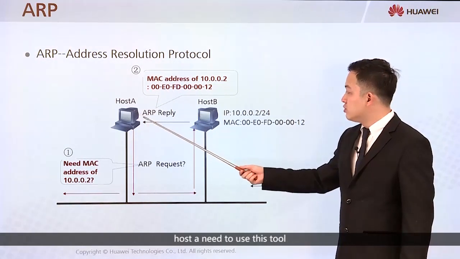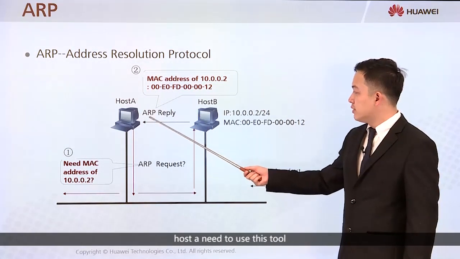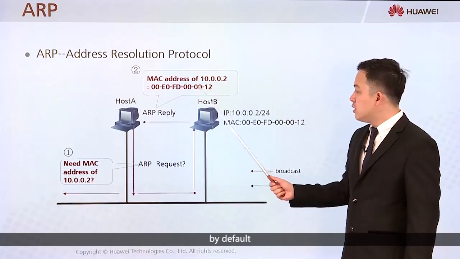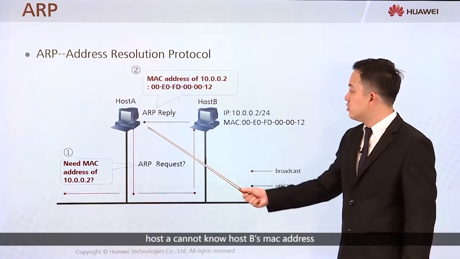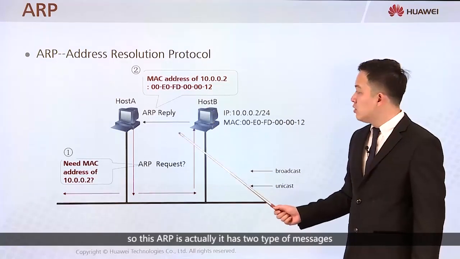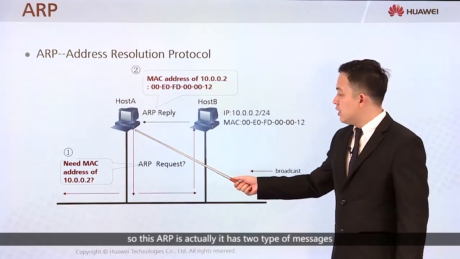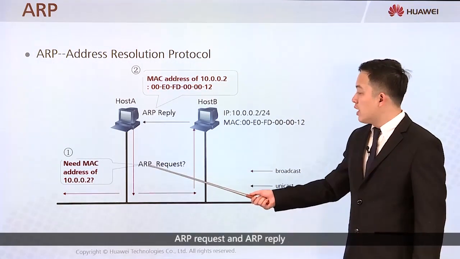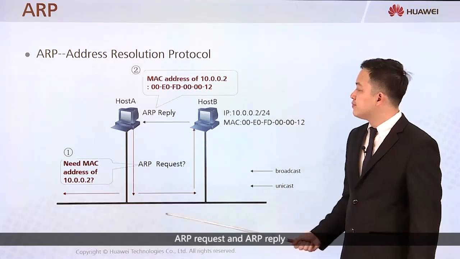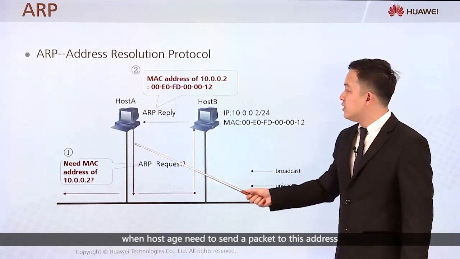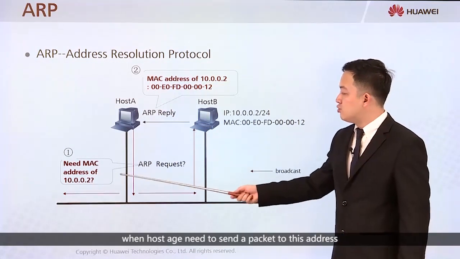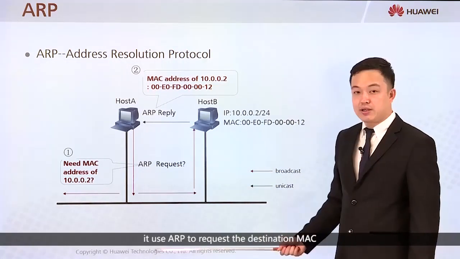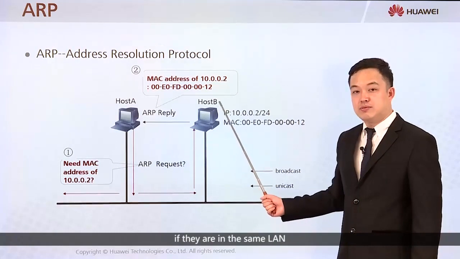Host A needs to use this ARP tool to get the MAC address of host B. By default, host A cannot know host B's MAC address. ARP has two types of message, ARP request and ARP reply. When host A needs to send a packet to this address, it uses ARP to request the destination MAC if they are in the same line.